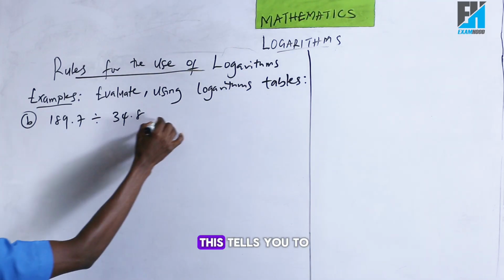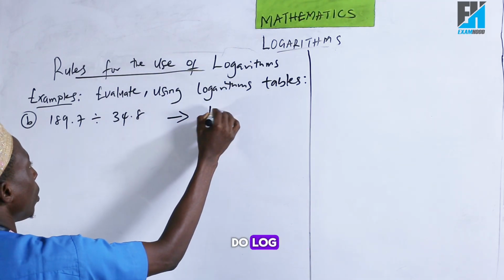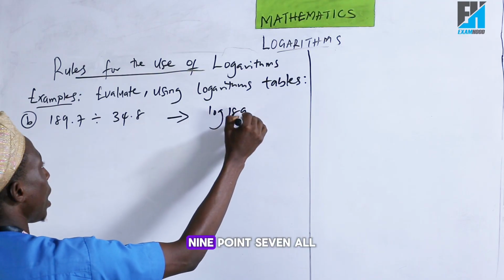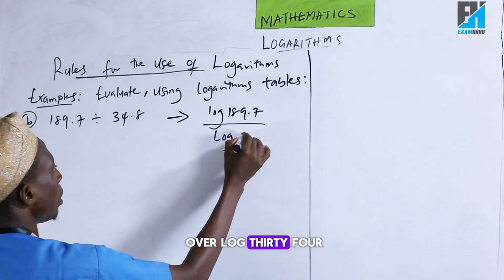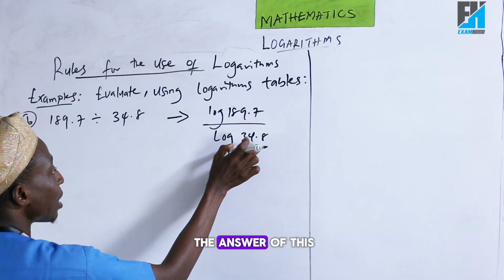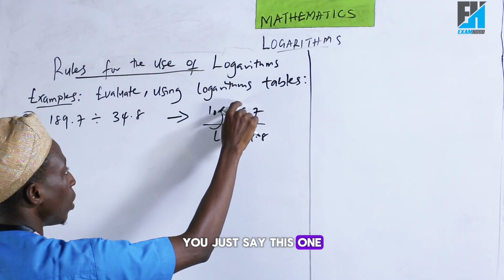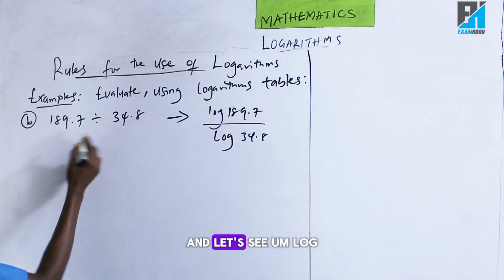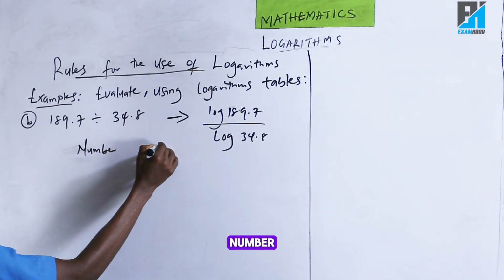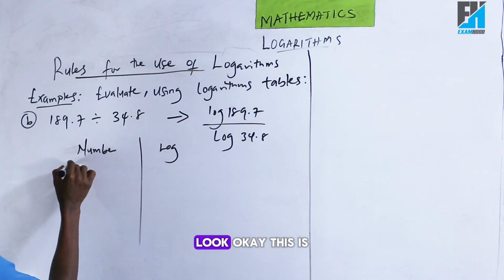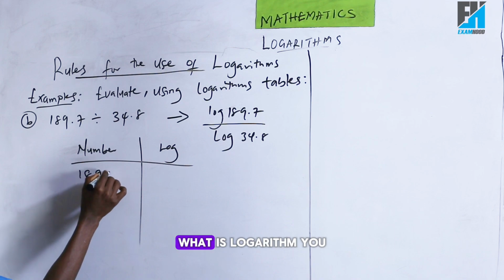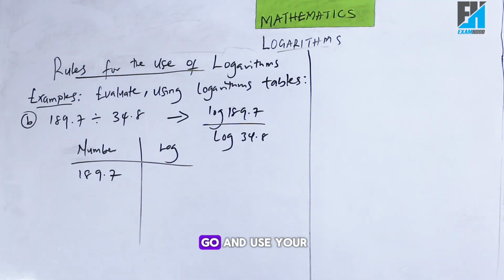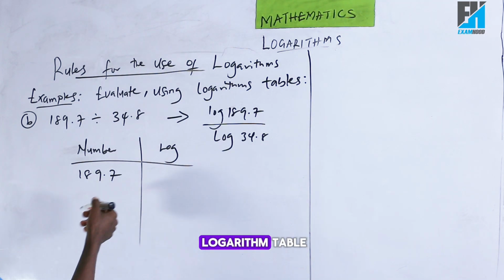Now let us see. This tells you to do log 189.7 all over log 34.8. And I told you, for the answer of this, you just say the answer of this minus the answer of this. And let's see. Number 189.7. What logarithm? You go and use your logarithm table.